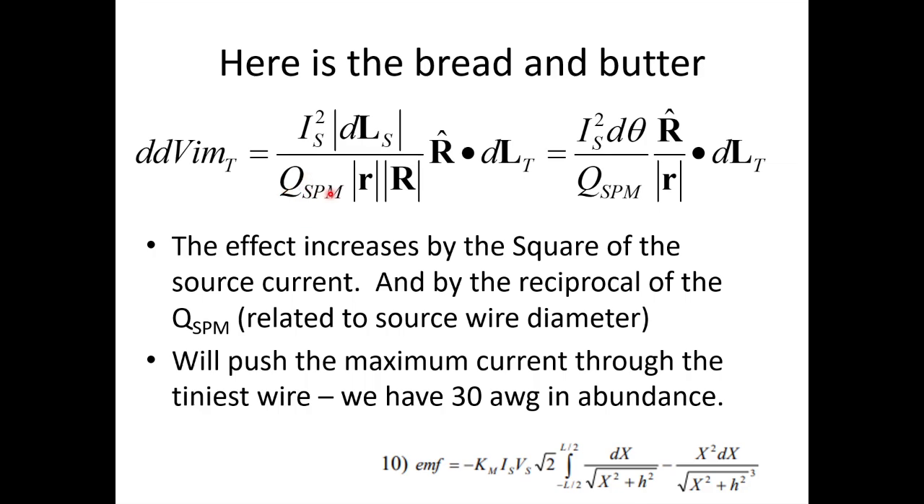Again, this value here is the conduction charge in coulombs per meter of the wire. And this is related to the material that makes up the wire, and it's made up by the diameter or the cross-sectional area of the wire. This is derived in the paper. There'll be a chart out there for people to use. Okay, so we will push the maximum current through the tiniest wire. We have 30 gauge wire in abundance.